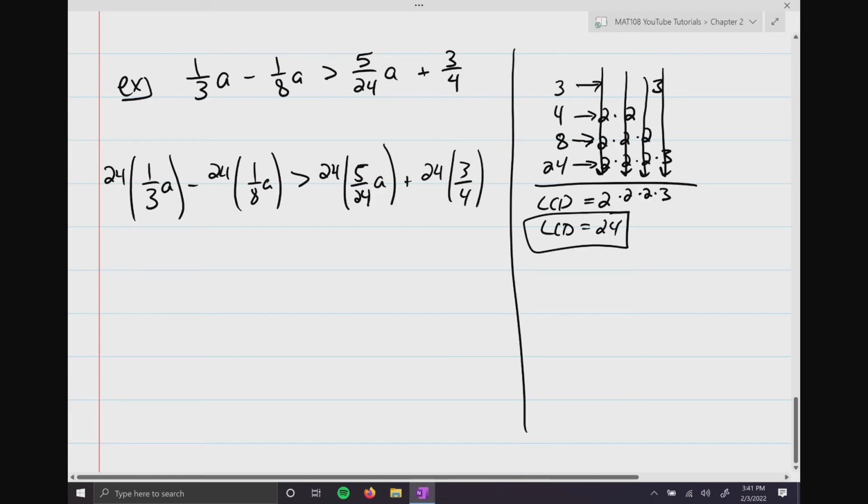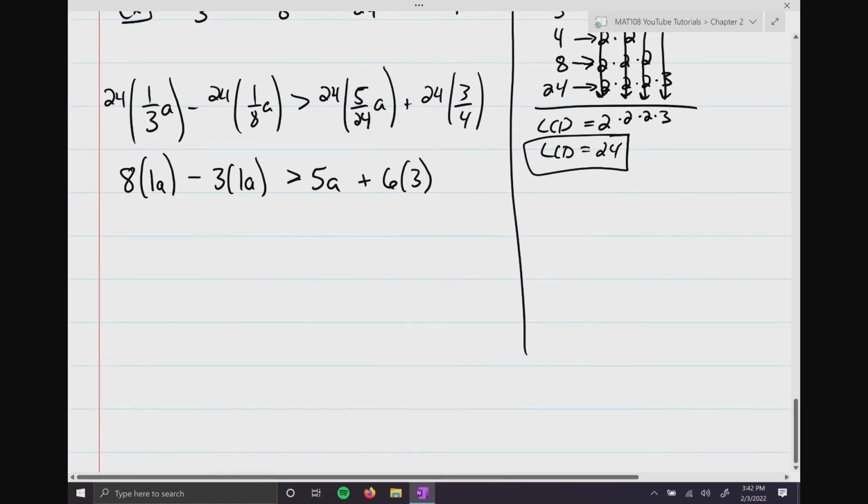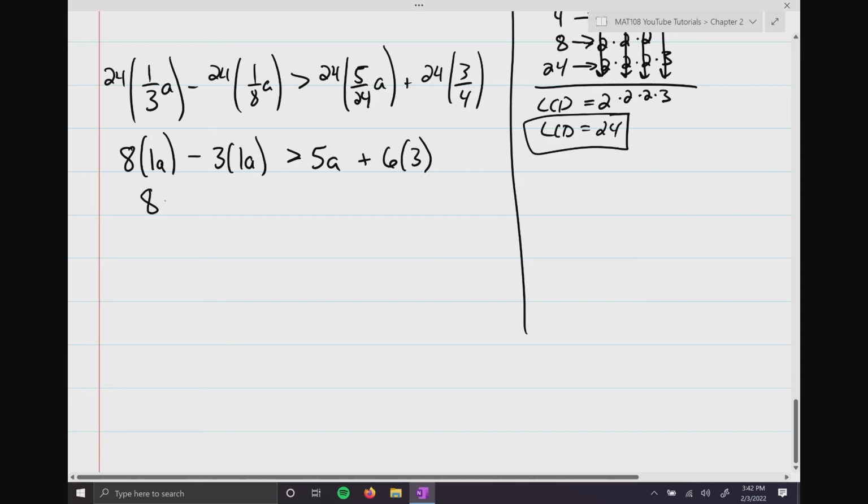All right. Now, we're going to simplify all of our denominators from left to right. 24 divided by 3 is going to be 8 times 1a. 24 divided by 8 is 3 times 1a, which is greater than. 24 divided by 24 is 1, so you're left over with 5a. And then 24 divided by 4 is 6 times 3. So let's go ahead, let's clean this up. We got 8a minus 3a, which is greater than 5a plus 18.